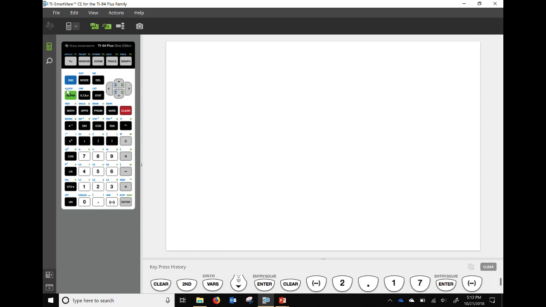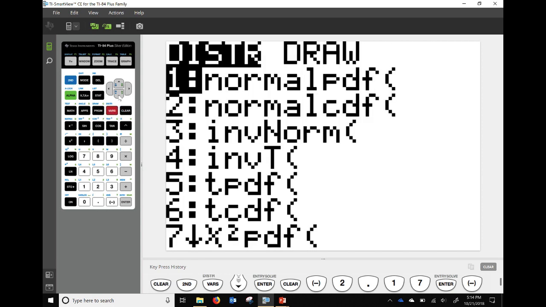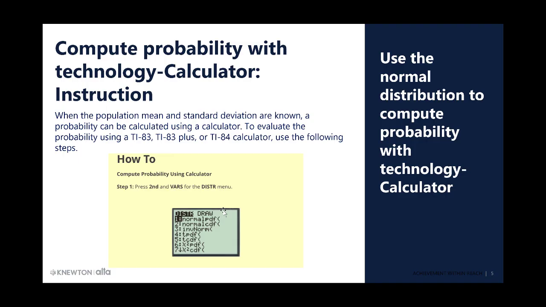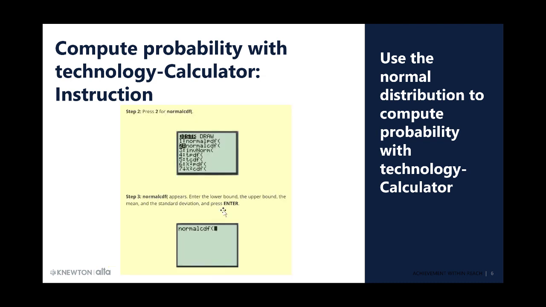So how do we get to our Normal Cdf? We hit second, and then we hit the vars button. And then number 2, Normal Cdf is what we're going to use here. I'll click on it and you'll see 4 different values that we need to input into the calculator. We need to give it the lower bound, the upper bound, the mean, and the standard deviation. I'll go into a little more detail in just a little while about what I mean by the lower bound, the upper bound, the mean, and the standard deviation.